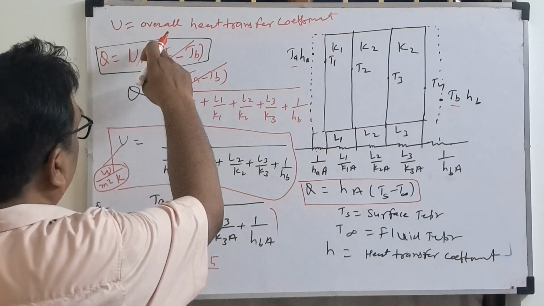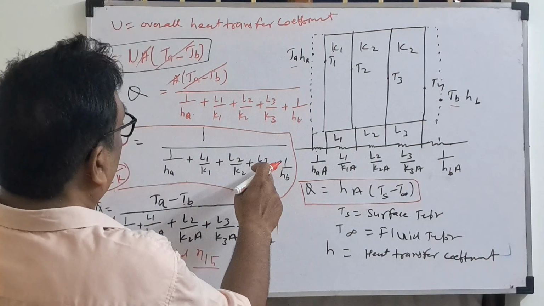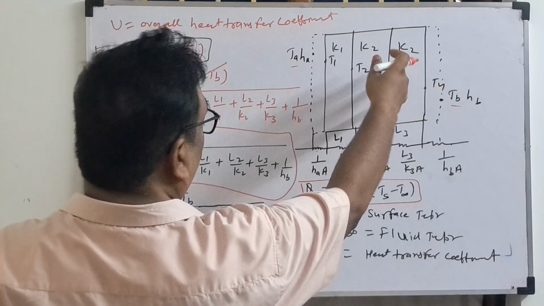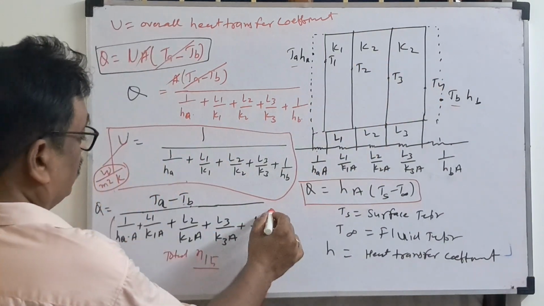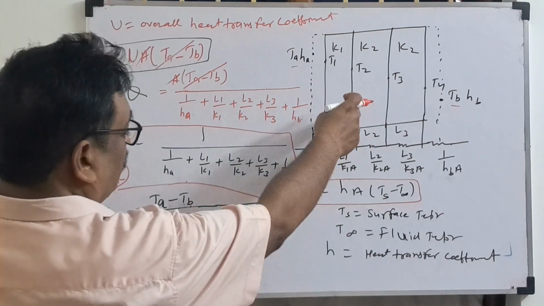If you want the overall heat transfer coefficient, or they will ask what is the overall heat transfer coefficient, this is the formula. What is the total thermal resistance? If they will ask what is the total thermal resistance for this, this part is known as the total thermal resistance of this given diagram.